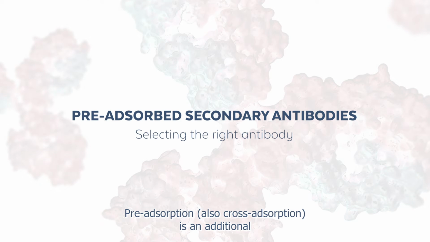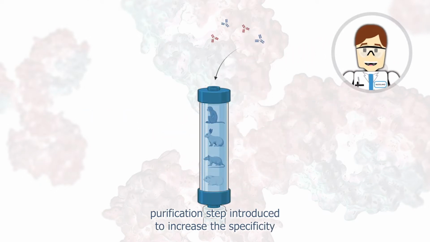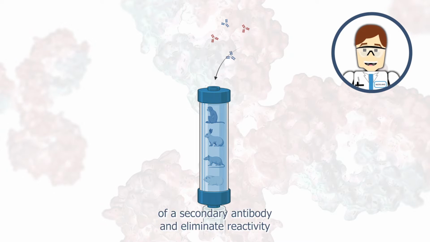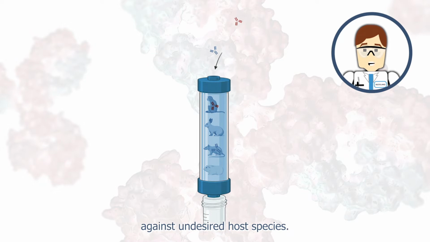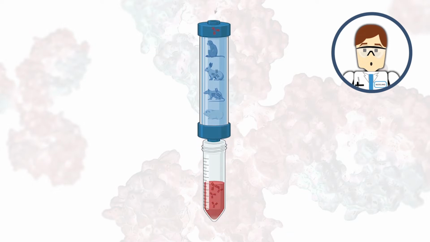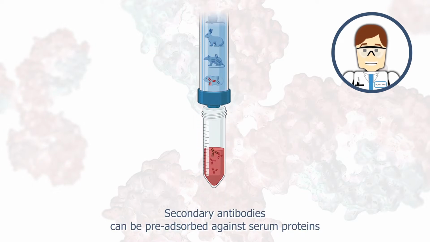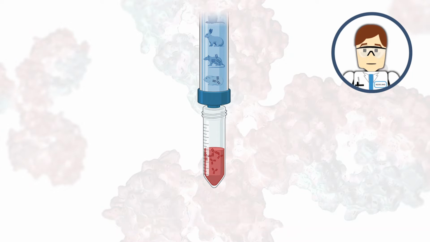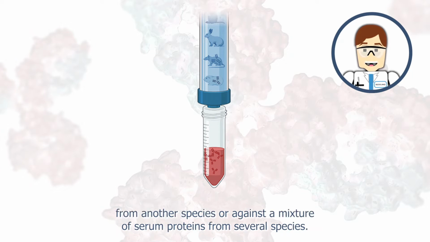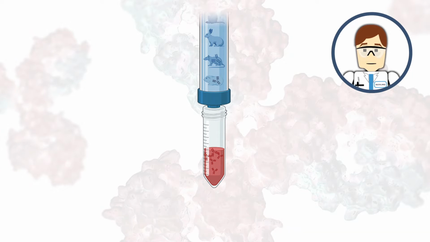Pre-adsorption, also cross-absorption, is an additional purification step introduced to increase the specificity of a secondary antibody and eliminate reactivity against undesired host species. Secondary antibodies can be pre-absorbed against serum proteins from another species or against a mixture of serum proteins from several species.